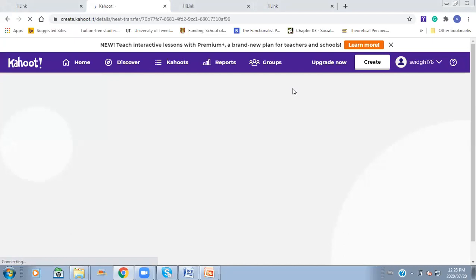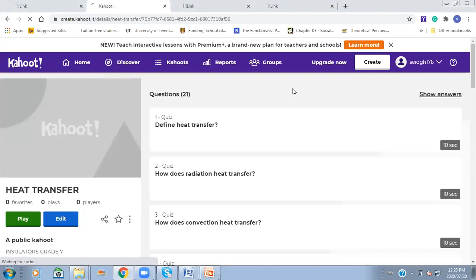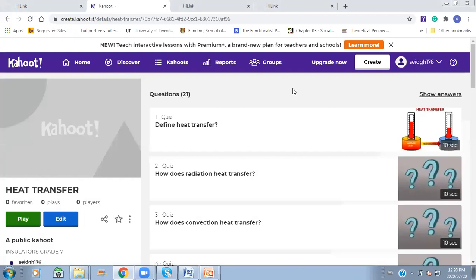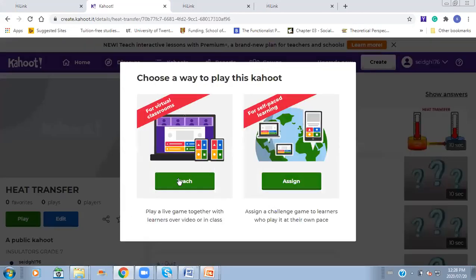Guys, can you see the slide? Can you see the slide? Can you see the slide? Okay, so let's get playing. All right, that's nice. So just wait for it.